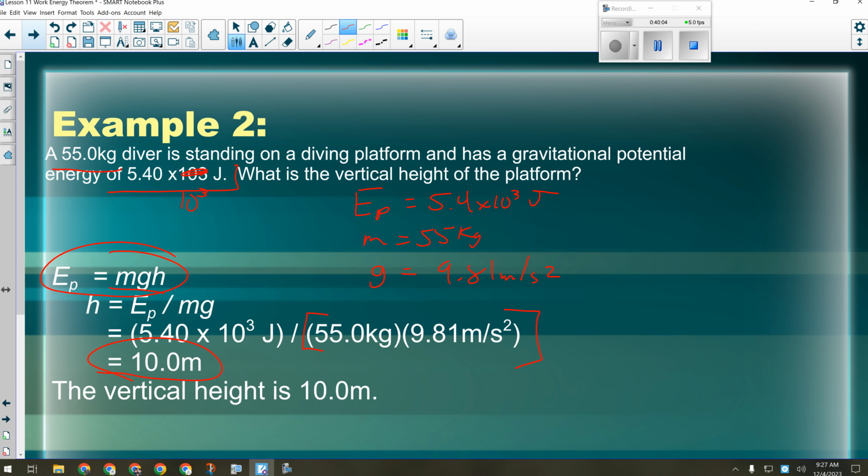So how much work did that person have to do in climbing the stairs to the platform? How much energy did they have when they were standing on the platform? 5,400 joules. How much work did they do in climbing the stairs to the platform? 5,400 joules. The bottom of the platform would be ground level. How much potential energy would they have there? Zero. So they would have to exert a force through a distance in climbing the stairs to the top of that platform, doing 5,400 joules worth of work. That's the fourth time now, guys.